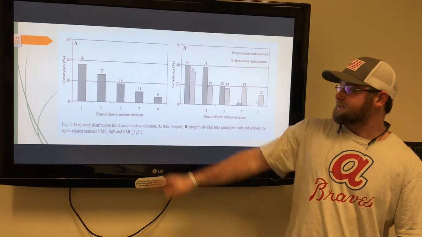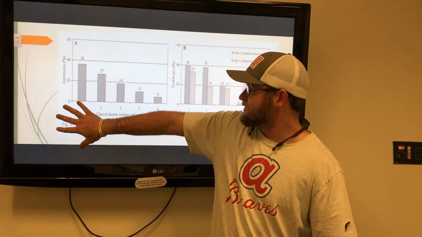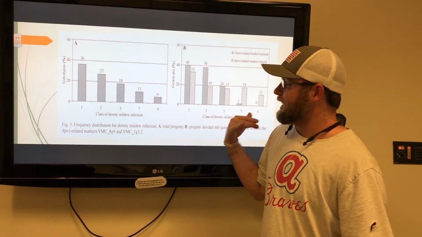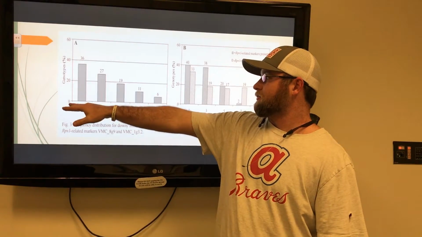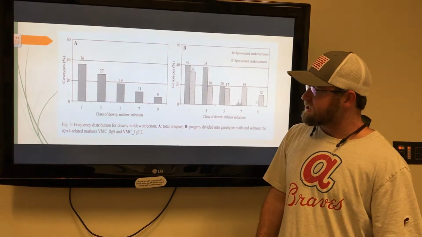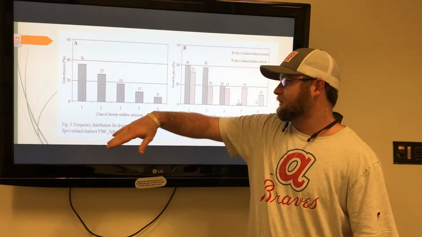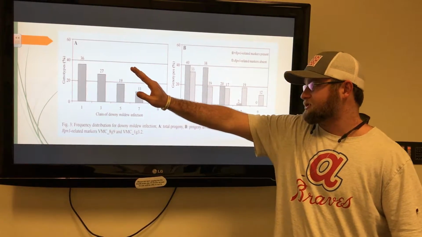All right, so like I said, we're going to have just the total progeny over here, and then we're going to split it up between the RPV1 absence or presence. So right here we have 36% in class 1 showing no infection of the genotypes, and then with class 3 we have 27%.